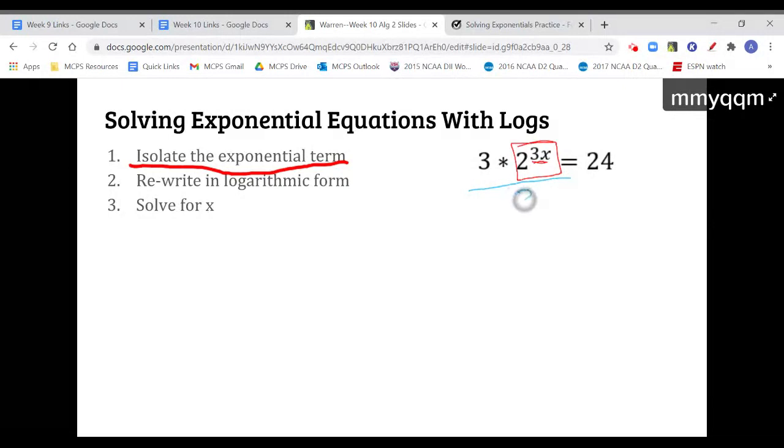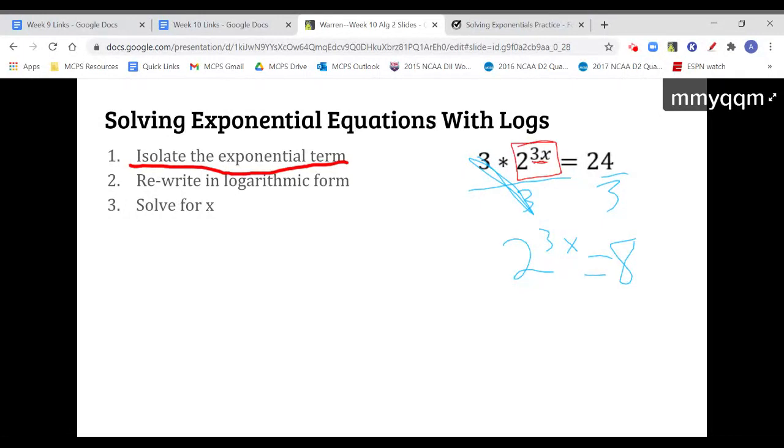is I'm going to go ahead and divide both sides by 3 to get rid of that 3. That would leave me with 2 to the 3x is equal to 8. Now, at this point, there would be a couple different ways to solve it. One way that we are used to solving it is that you can rewrite the two sides of the equation with the same base. So I could rewrite 8 as 2 to the third power and solve it that way.